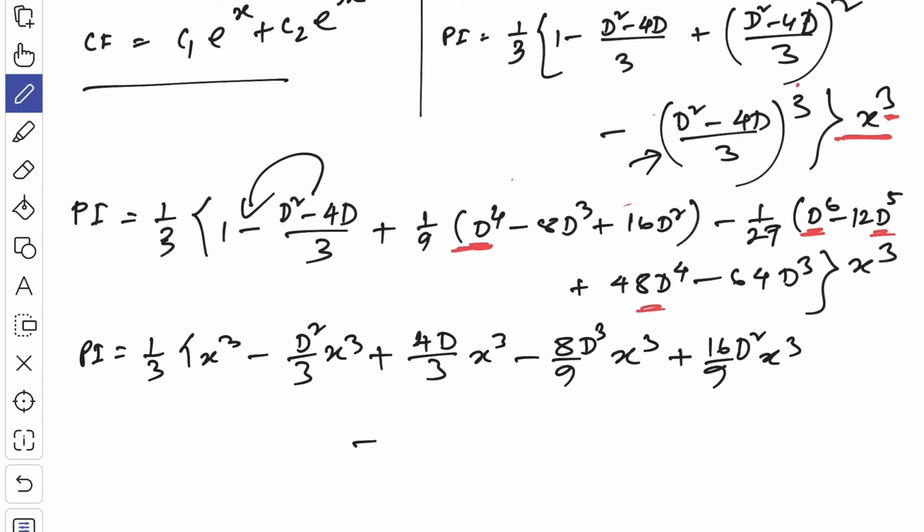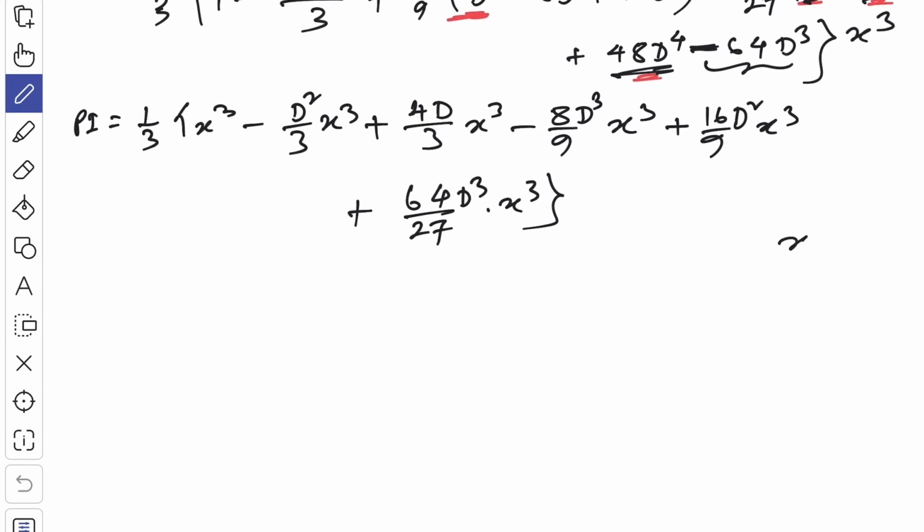so here we can ignore d to the power 6, d to the power 5, d to the power 4 as well, so only this term is left. So minus 64, this is also minus 27, so it's going to be plus 64 by 27 d cube operates on x cube, so that's what we have got.